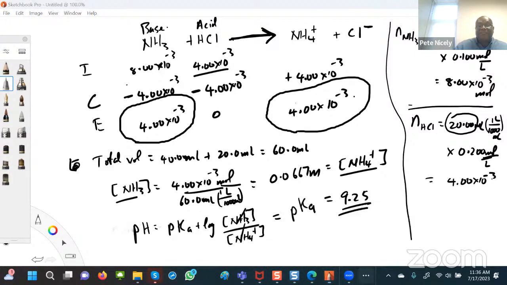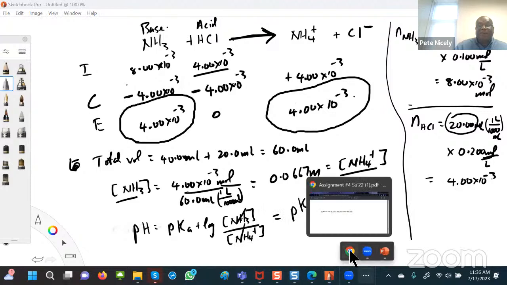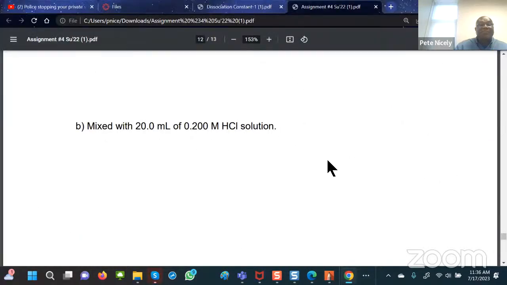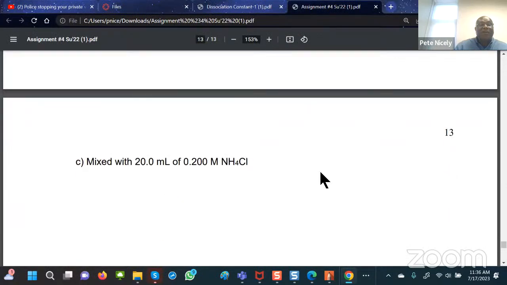Any questions? Okay, so let me go back to the assignment and scroll down. Now in this case, you're mixing the solution with 20 mL of ammonium chloride. What we're doing is mixing directly the base with the conjugate acid of the base, right? So let me hear what ideas you have in terms of at least starting to solve this problem. How would you solve this problem?